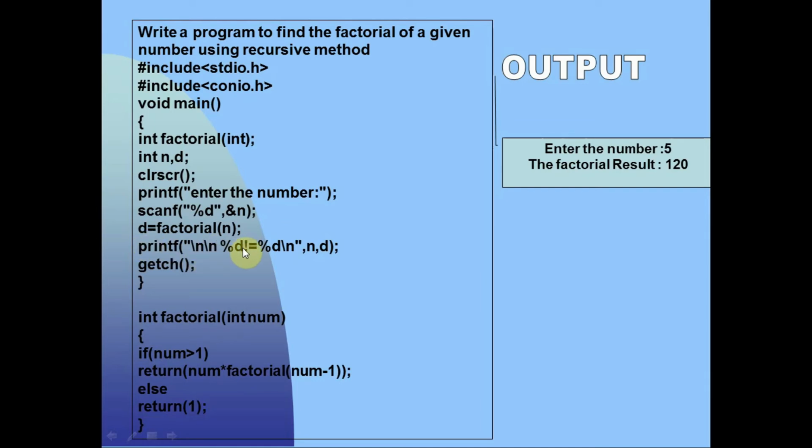Then printf: percent d factorial equals percent d. For example, the n value is 5, so 5 factorial equals percent d. The second one is the answer, 120.